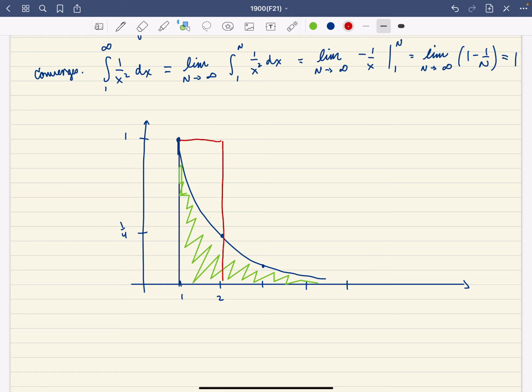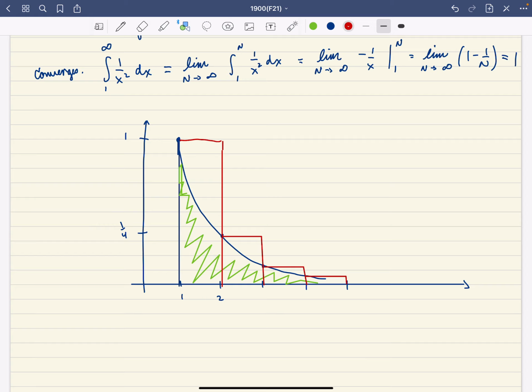So we have area 1. The height of that rectangle is going to be the value at the left endpoint of the rectangle. And then the next rectangle will be 1/4, and then the next rectangle is going to be 1/9. I can't even draw straight lines with the help of my iPad here. So 1/9, whatever. And then 1/16, and so on.